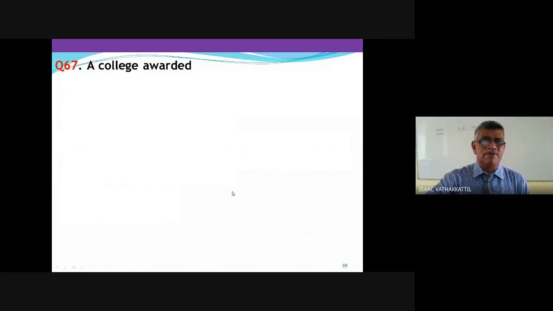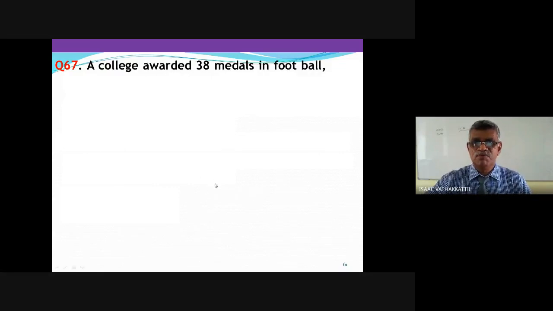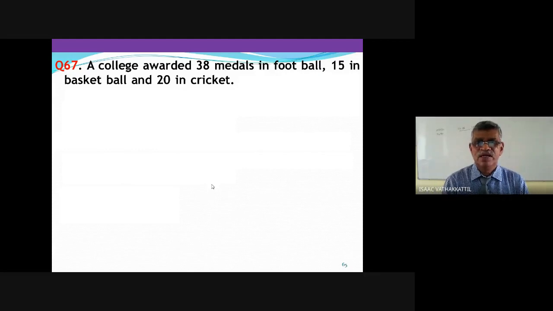Read the question very carefully. A college awarded 38 medals in football, 15 in basketball, and 20 in cricket. It may happen that one child got medals in football and basketball, another child got medals in other combinations. They awarded 38 medals in football, 15 medals in basketball, and 20 medals in cricket.